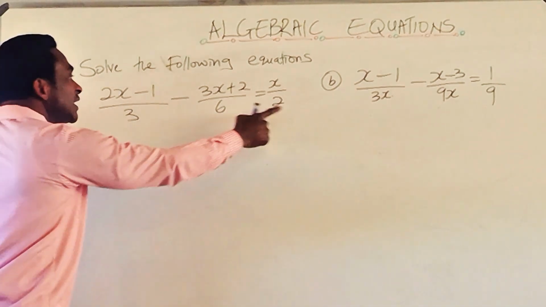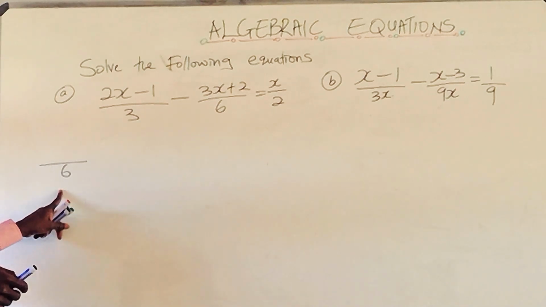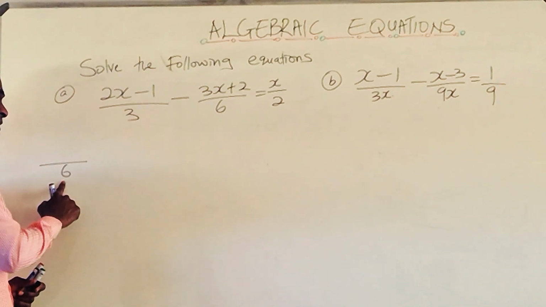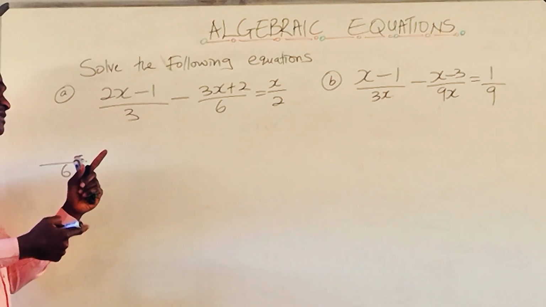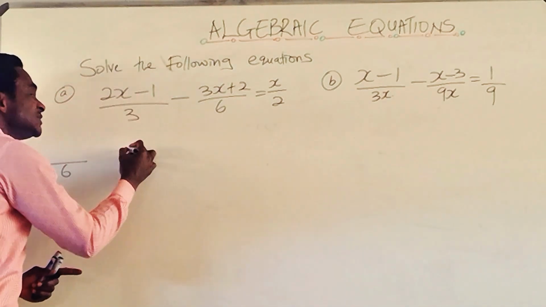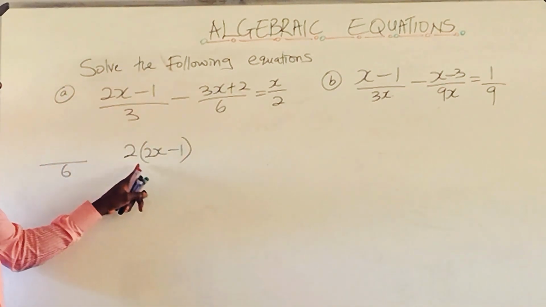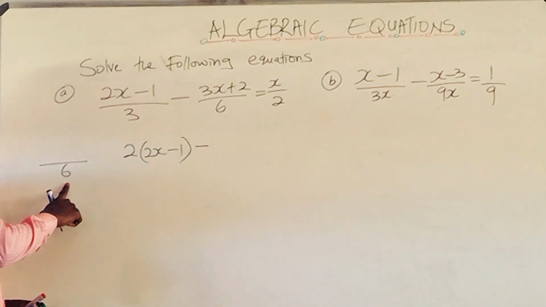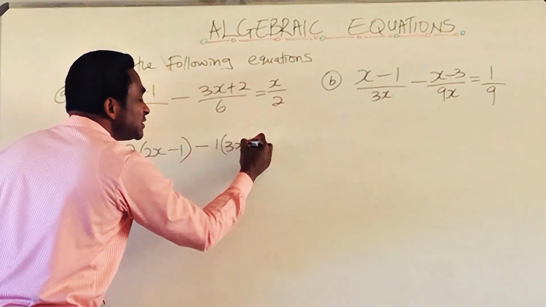So 3, 6, and 2 can divide 6. The lowest common denominator, the lowest common. So if all of them can divide 6, I'll start with the first one. 6 divided by 3, we have 2. Whatever you divide, that's the process. Multiply with the numerator. Please remember, I'm multiplying with everything in the numerator, so that's why I'll put a bracket. And I'll go again. 6 divided by 6, I have 1. Multiply it. Put a bracket.